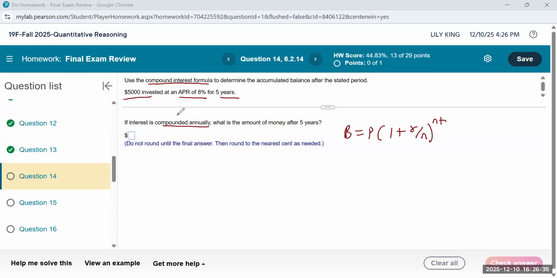If you are compounding annually, you are doing this once a year. So your N is 1. So to find the balance, you have 5,000 times 1 plus 0.08 divided by 1, and you have exponent 1 times 5. And if you put this in your calculator, rounded to the nearest cent, you have 7,346.64.